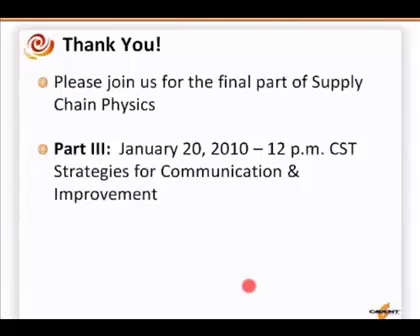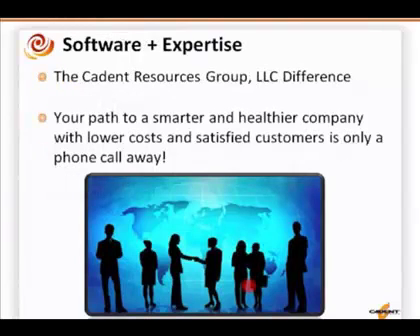Please join us for the final part of this series on supply chain physics. Next time, on January 20th, we're going to talk about strategies for communication and improvement. We laid the groundwork here for what supply chain physics is, the trade-offs, the laws. How do you then use them and navigate the world where you're trying to be a good business partner and dealing with the categories of violations that we just talked about, that which maybe can be done and those things that can't be done at all, and how do you use that information to create opportunities for improvement in the organization across functions.